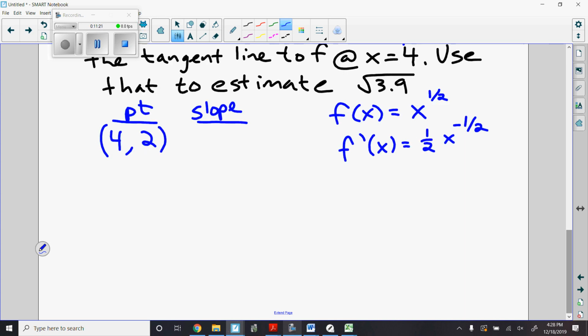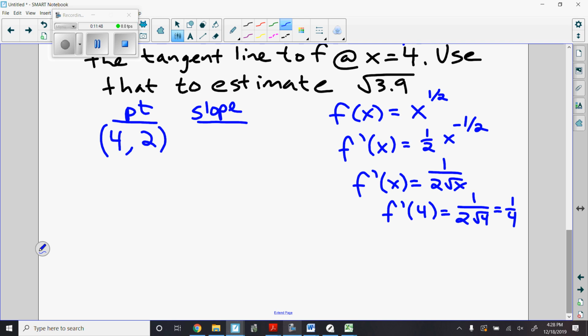Rewriting this to be a little bit easier to evaluate, I'm going to throw that negative exponent down into the denominator and call it 1 over 2x to the positive half, which is 1 over 2 root x. Therefore, f prime of 4 would be 1 over 2 times root 4. Root 4 is 2, 2 times 2 is 4, and I'll get 1/4.